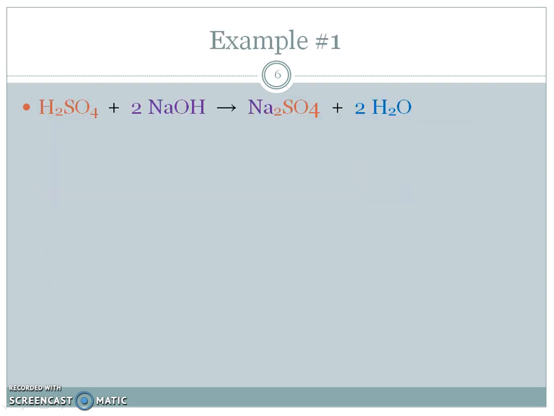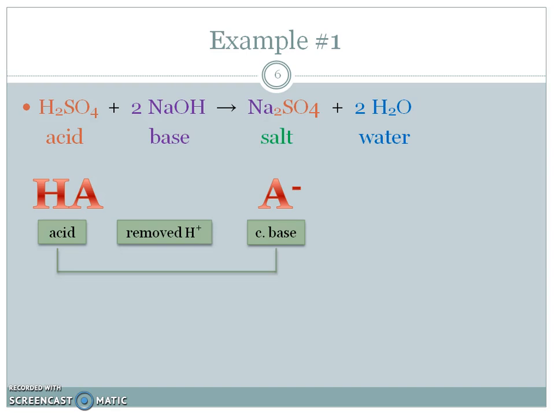So this is just a pure example of a neutralization reaction. We have a strong acid, we have a strong base, it forms our salt and water. So that looks like a double replacement reaction. That should make sense. So what's going on here? We have our HA forming our A-, in other words, our acid removing that H+, forming our conjugate base. So it stays that way. The H2SO4 is going to break apart totally into ions because it's strong. The NaOH is going to break totally into ions. So we have what's called a very neutral solution.